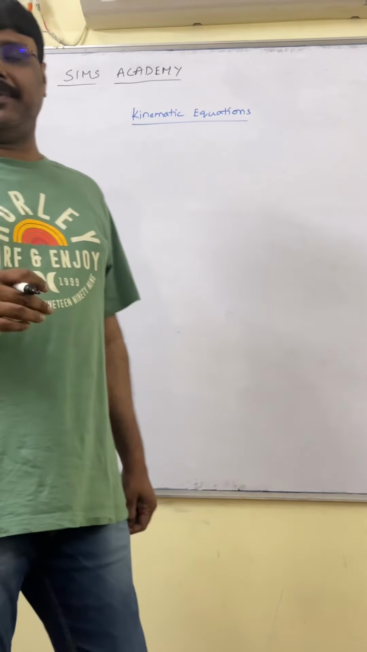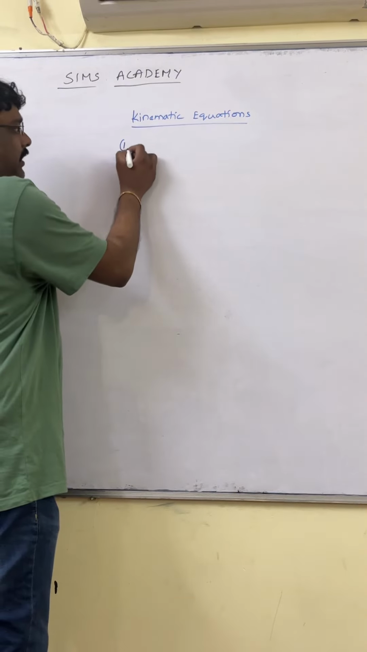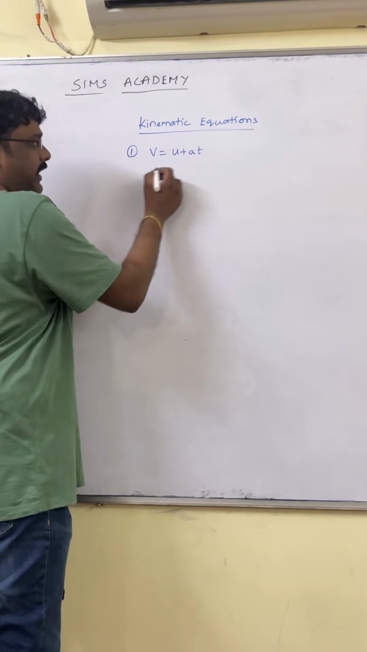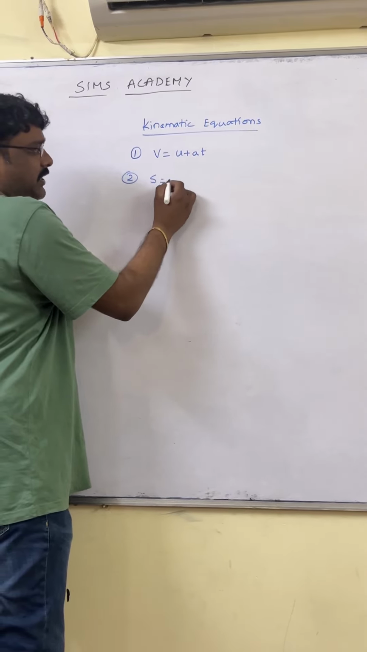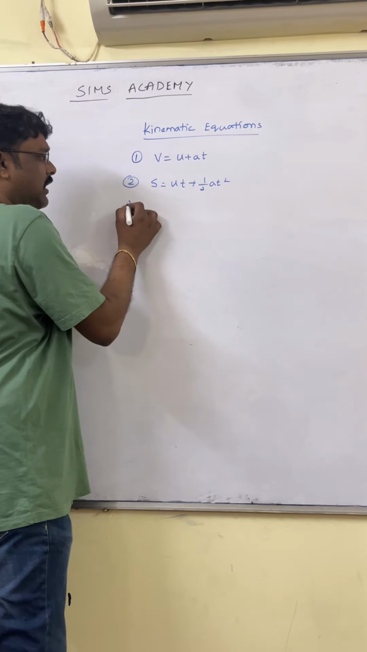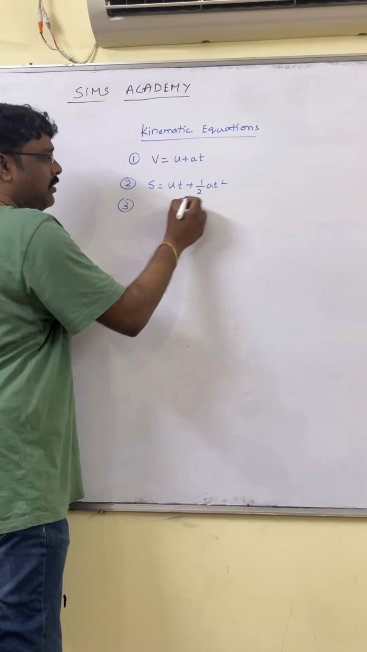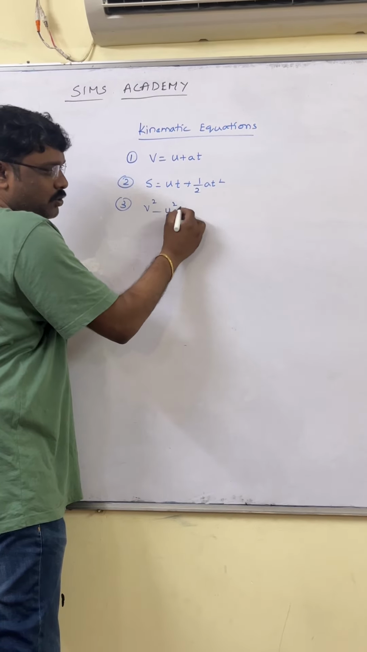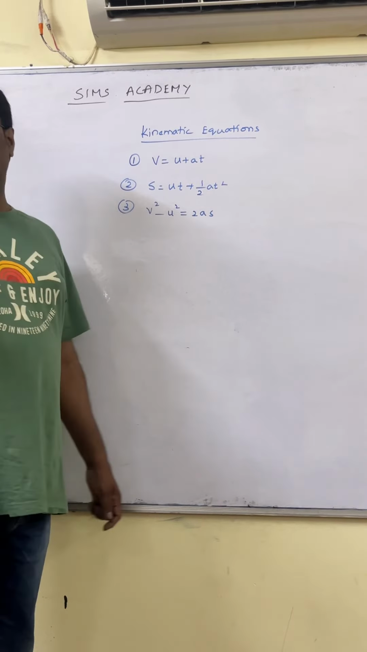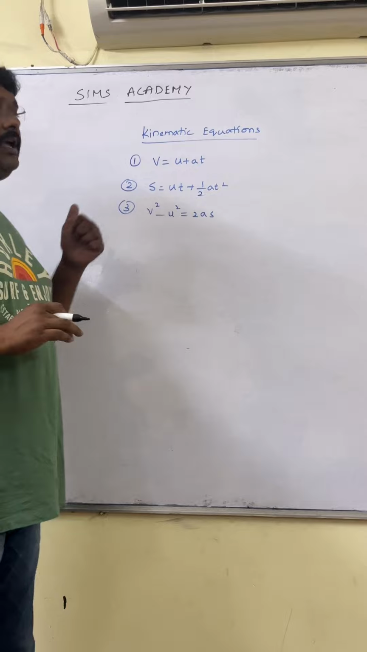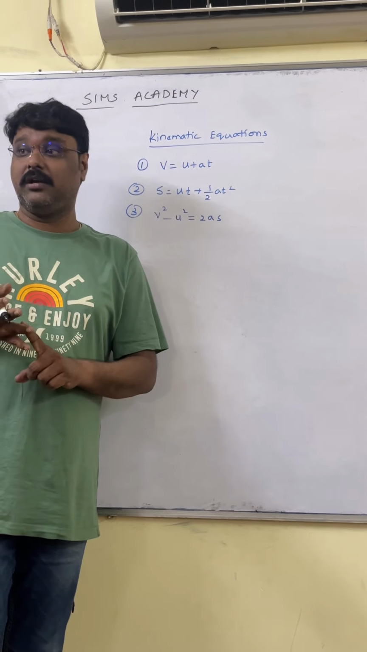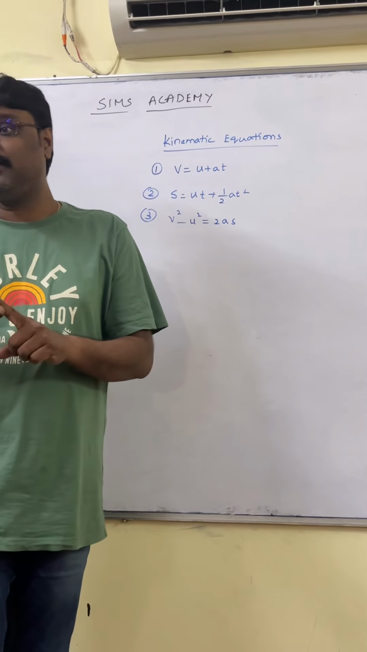Let us note down the kinematic equations for uniformly accelerated objects. The first one is v = u + at. Second one is s = ut + ½at². Third one is v² − u² = 2ax. And what is u? Initial velocity, v final velocity, t time, s displacement, and a acceleration.